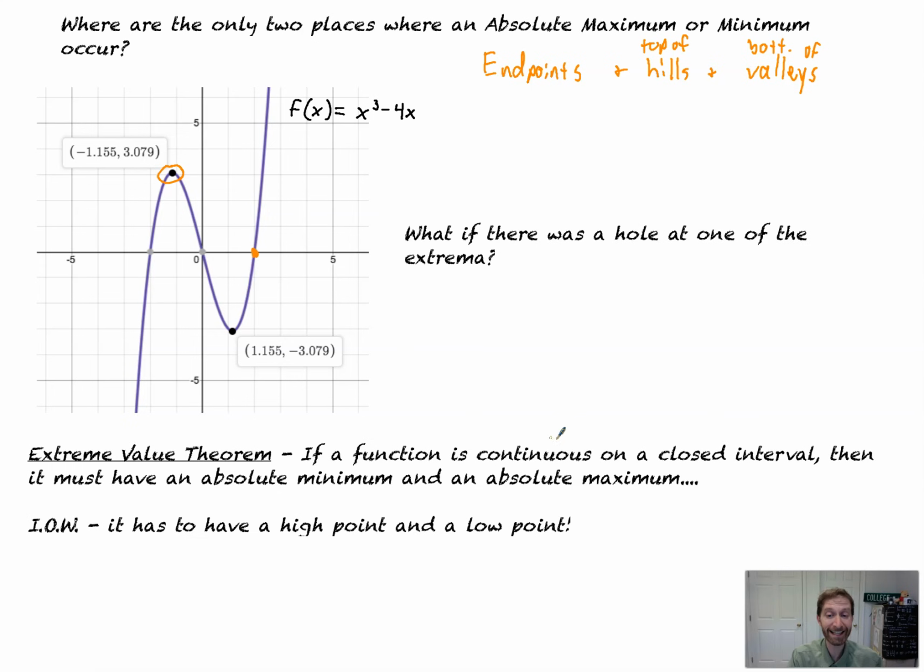If a function is continuous on a closed interval, okay, that just means don't pick up your pencil, and we've got endpoints that are filled in, then it must have an absolute minimum and an absolute maximum.